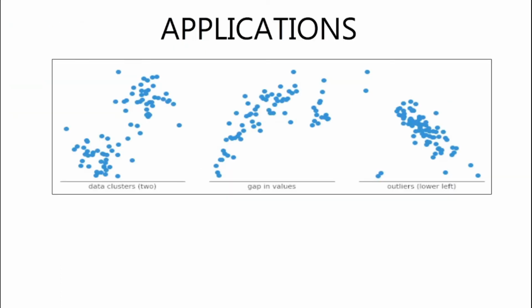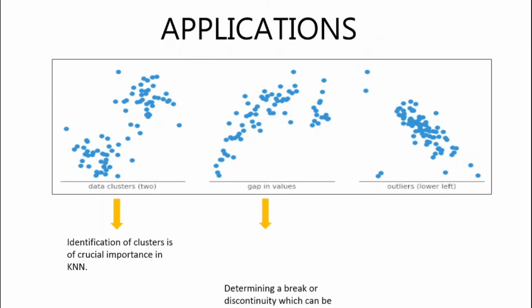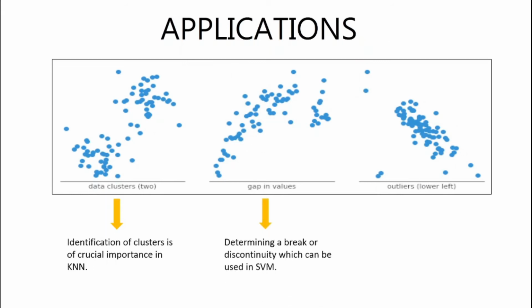Next are the applications of the scatter plot. The first application is clusters. Scatter plots are used in identification of clusters, which is of the utmost importance in KNN. Clusters are basically distinct groups of data points, as you can see in the leftmost diagram here. There are two data clusters. The next is the gap in values. Determining a break or discontinuity can be really important in the SVM algorithm of machine learning.